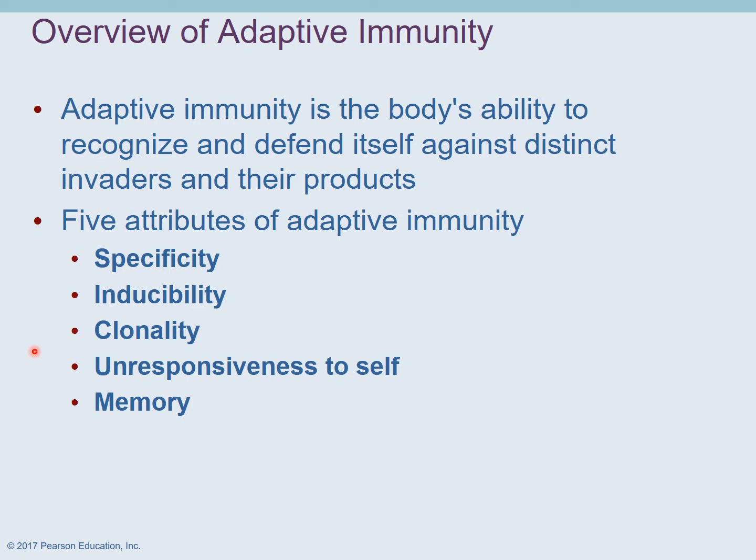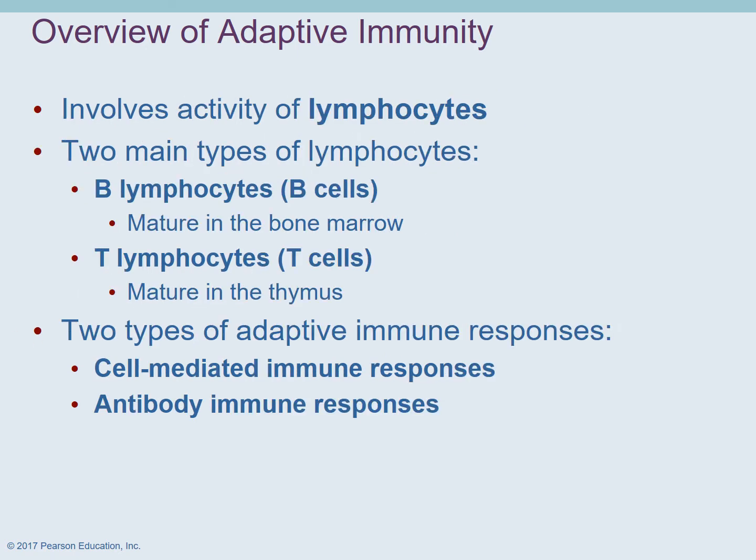of pathogens. There are certain things that you will see along with it, such as specificity, the way it's induced. It will make clones of memory cells, and it is able to recognize these invading cells as not part of you. This is going to involve the lymphocytes. If you remember, this is one of the subgroups. There are 5 subgroups of leukocytes. So the lymphocytes are those.